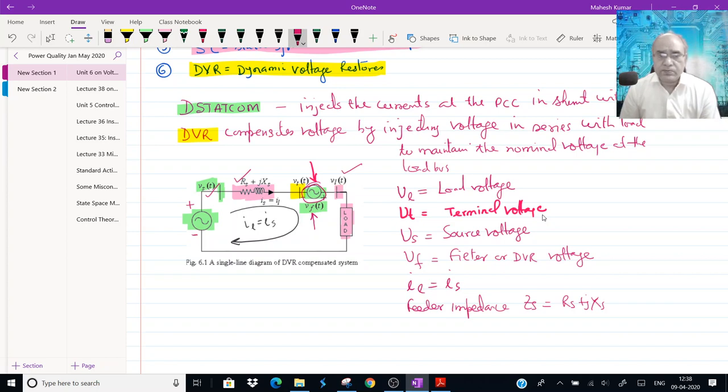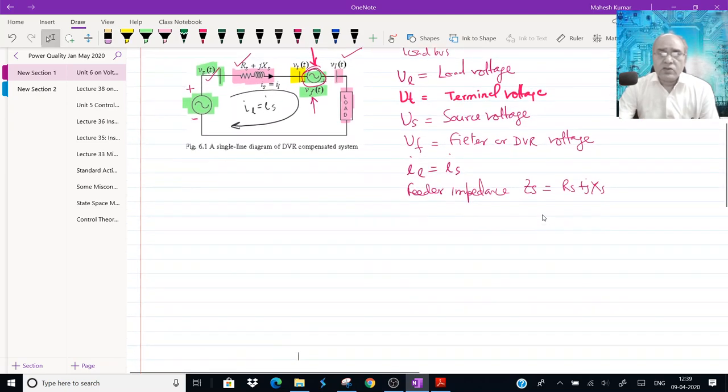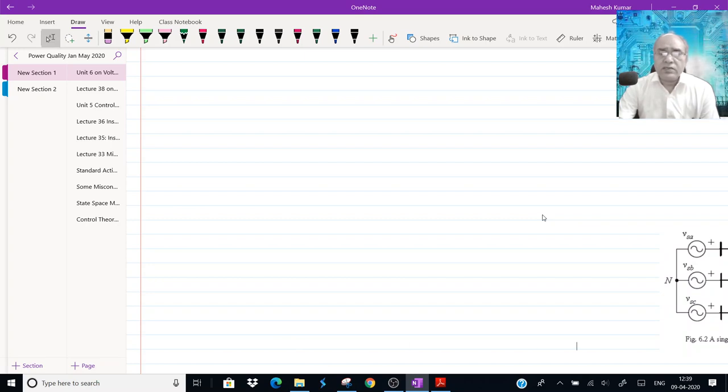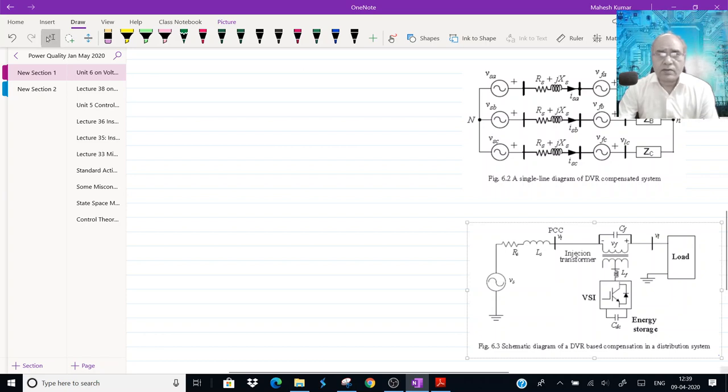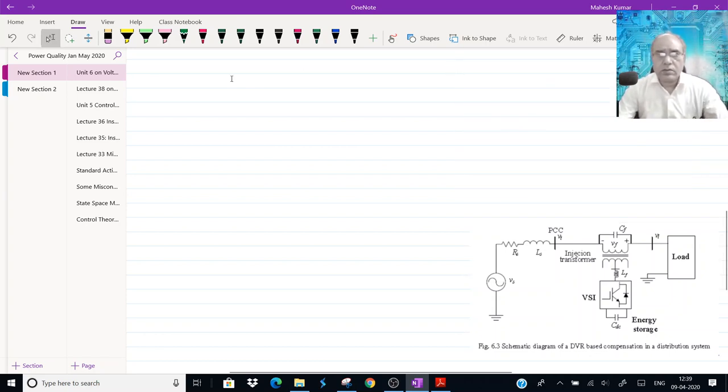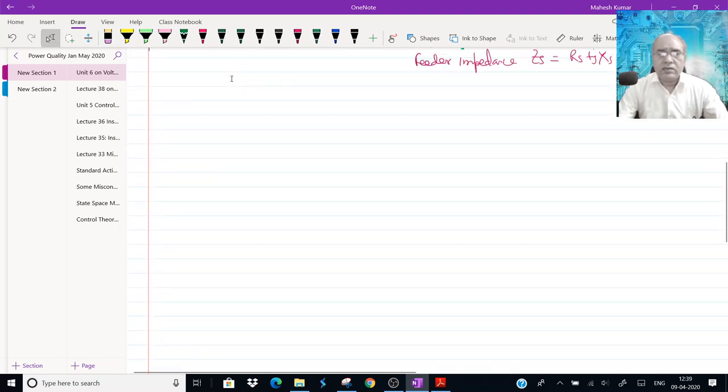This is an ideal voltage source corresponding to the DVR. Now, as I said, a compensator, a D-STATCOM, is kind of an ideal current source because it injects the current. Similarly, a DVR is kind of an ideal voltage source. So we can always represent a DVR by an ideal voltage source in series with the load or source. Clear? Now, this is a single line diagram. You may have a three-phase equivalent circuit for power system. So for three-phase equivalent, we just take the three-phase version of this, and we try to understand three-phase equivalent.